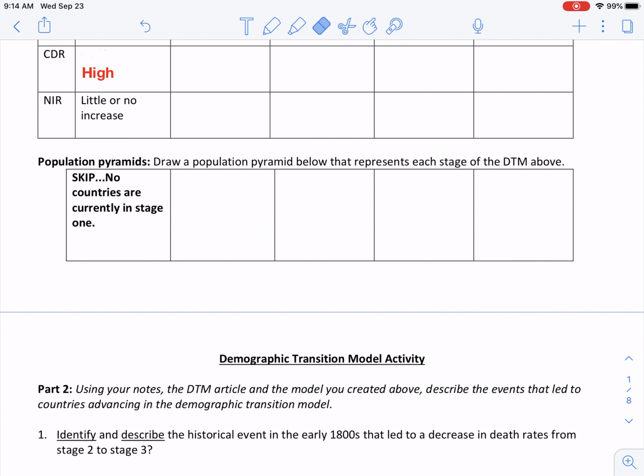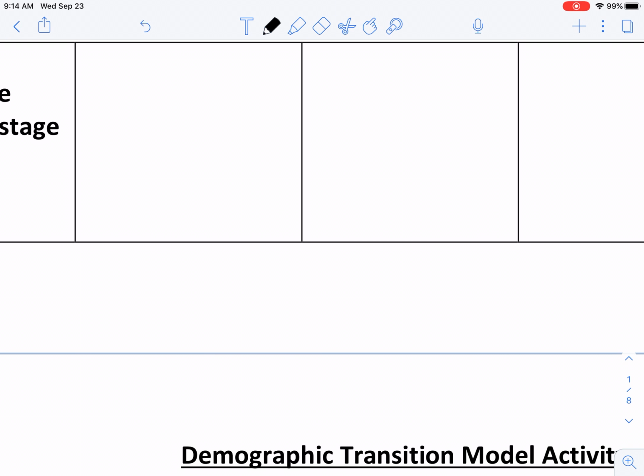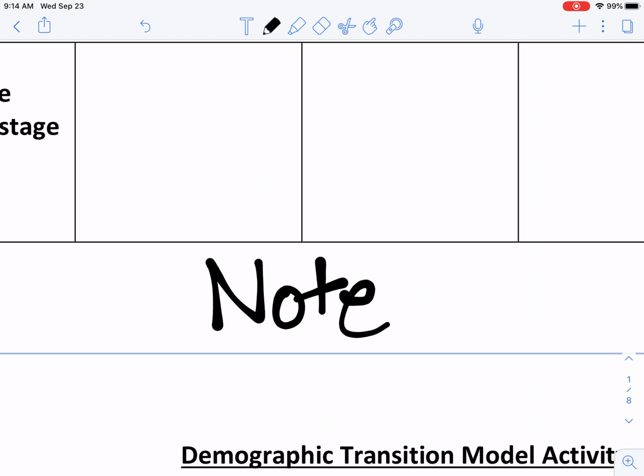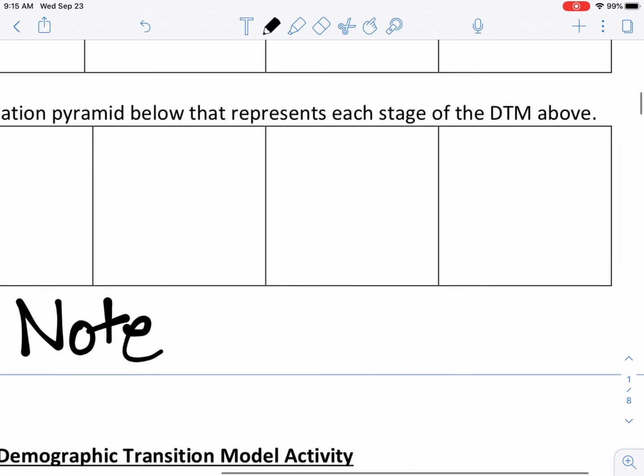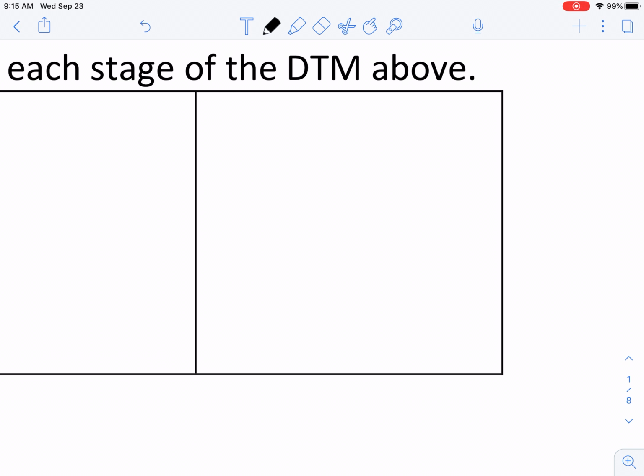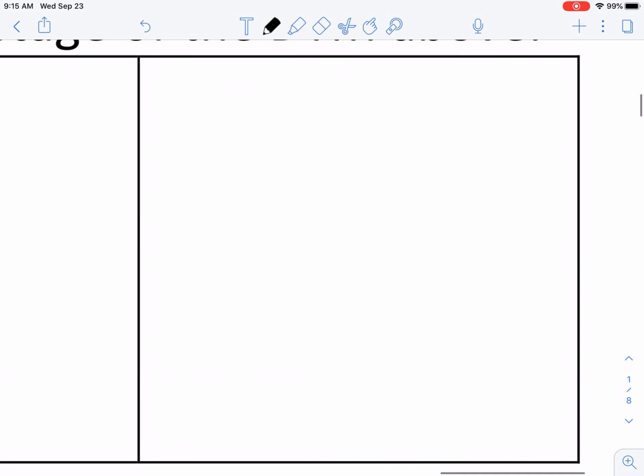When you get to the population pyramids part, you can skip stage 1 because there are no countries currently in stage 1. In your notes, I gave you population pyramids for countries in stages 2, 3, and 4. I gave you a pyramid for Cape Verde, a pyramid for Chile, and a pyramid for Denmark. So take a look at those slides, note the shape of the population pyramid, and recreate that shape in the boxes. There is no shape for stage 5 that I gave you in the notes, so I'm going to put that in here for you.